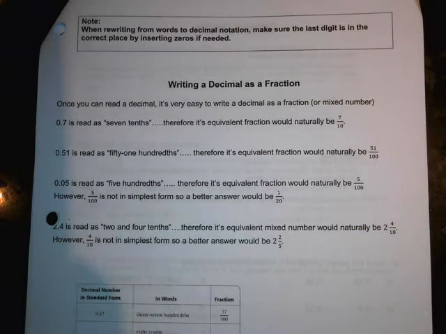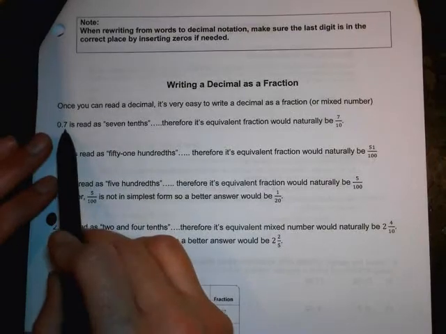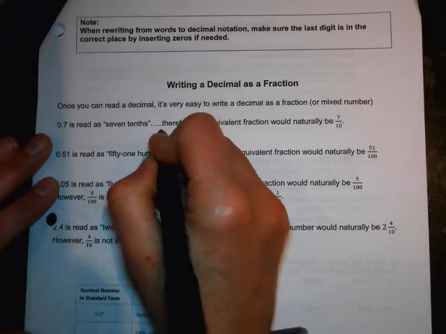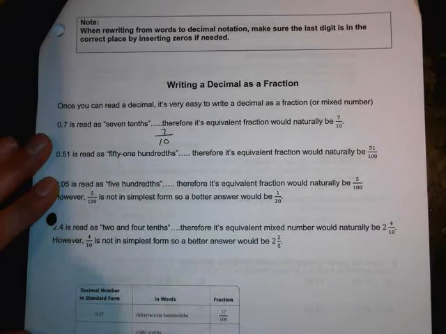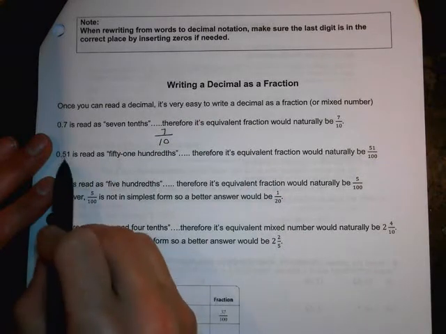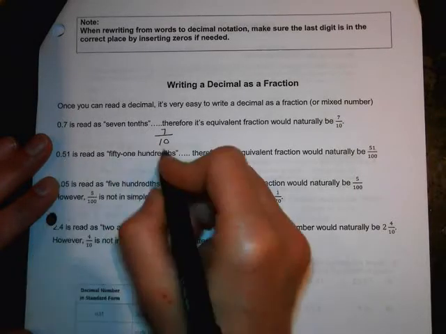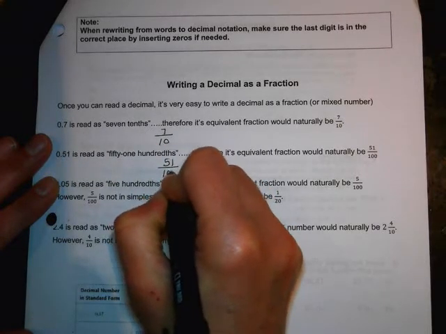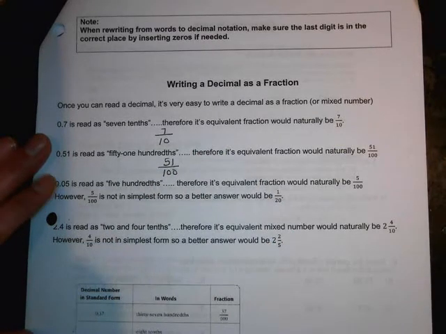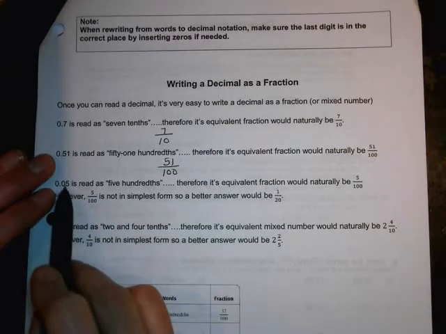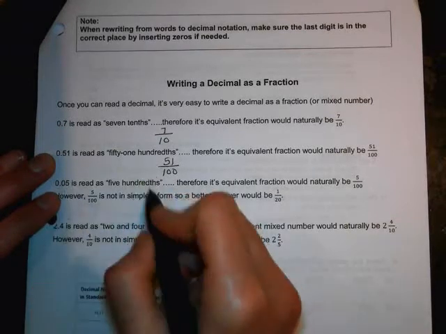All right, so let's look at writing a decimal as a fraction. So basically, you just write it as a fraction, how you read it. So this would be 7 tenths, right? This is 51 hundredths. So it would just be 51 hundredths, right? That kind of makes sense, right? This is 5 hundredths, but that's not in simplest form.